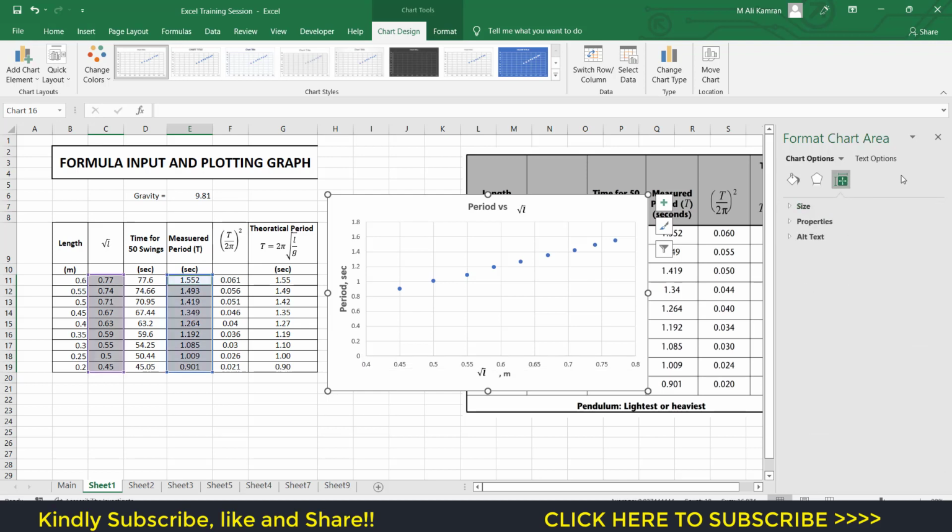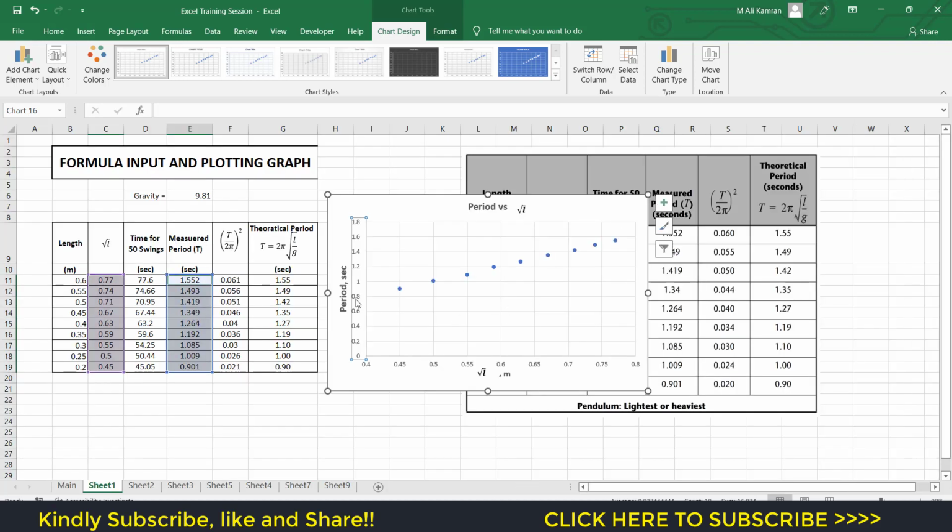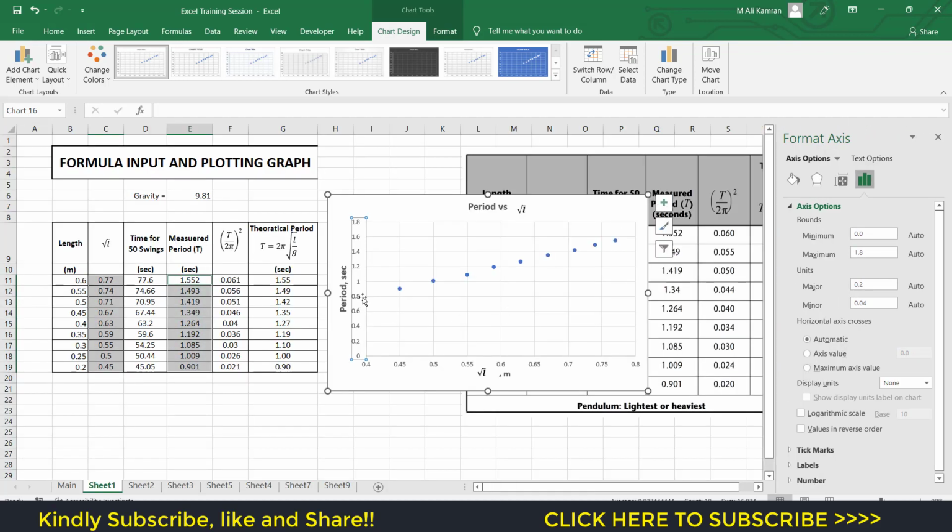Similarly, if I double click on this y-axis value, we need to have these values from 0.8 to 1.8. The minimum value is 0.8. So this is from 0.8 to 1.6. It's okay. We can have all those values. So this is from 0.8 to 1.6.